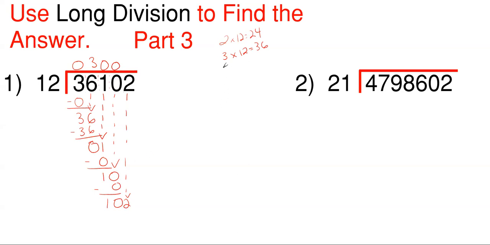Well, how many times does 12 go into 102? Well, let's see. 12 times 9 gives me 108. Well, that's over 102, so let's back it down. 12 times 8 gives me 96. Well, that's about as close as I can get to 102 without going over. So I'm going to put an 8 directly above my dropped number of 2. 8 times 12 gives me 96. Subtract that from the 102. And what am I left with? I am left with 6.